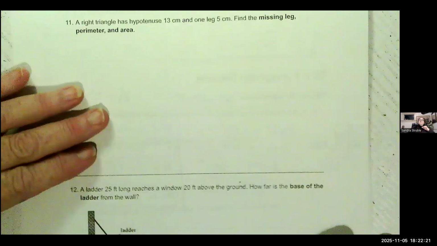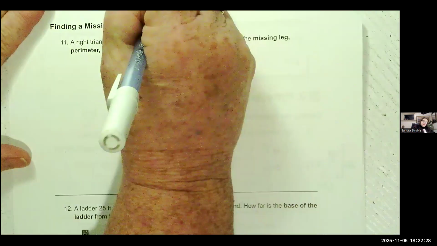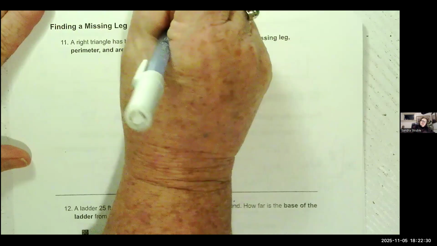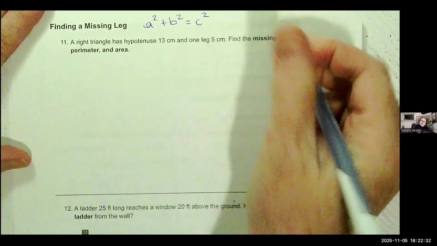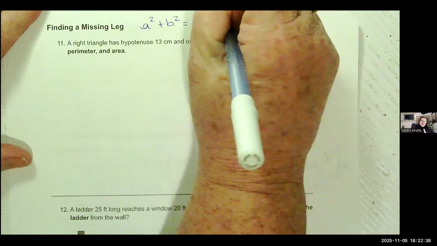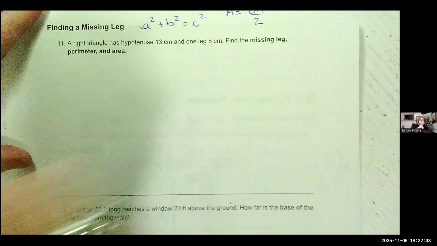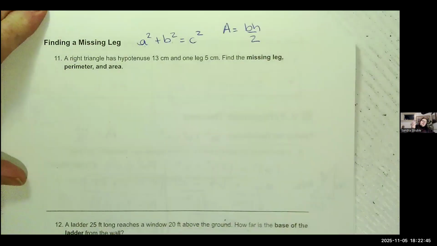All right, finding the missing leg. So now we're going to be given the hypotenuse and a leg, and we're going to have to find the missing leg. Again, to do that, you're going to have to use a squared plus b squared is equal to c squared. c is going to be your hypotenuse, and then you can choose a or b for the leg that we have and one for missing. You can't find the area until you find the missing leg, and that's base times height divided by 2. And perimeter is adding all the sides together. Okay. So pause the video, attempt this yourself, and come back to see how you did.